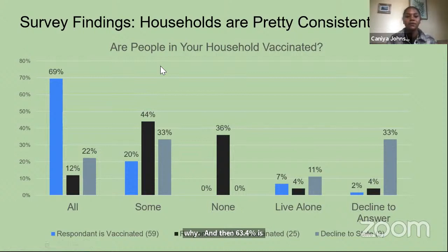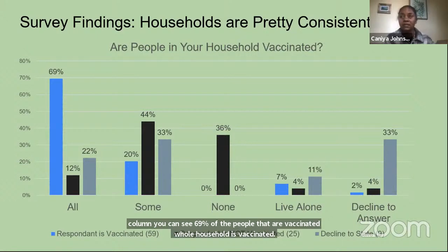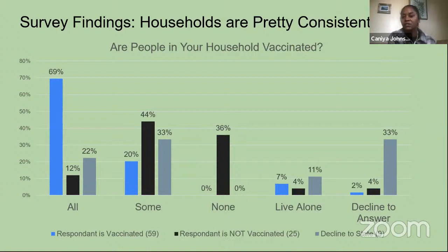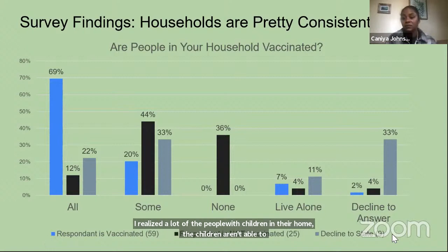So for the survey findings, these are the households and people basically either getting vaccinated with their families, or not getting vaccinated. And so the first column, you can see 69% of the people that are vaccinated, whole household is vaccinated. There's about 20% people where some people are vaccinated. And while I was doing the surveys, I realized that a lot of the "some" came from people having children in their home, and the children aren't able to get vaccinated right now. And so that's a good reason, right?